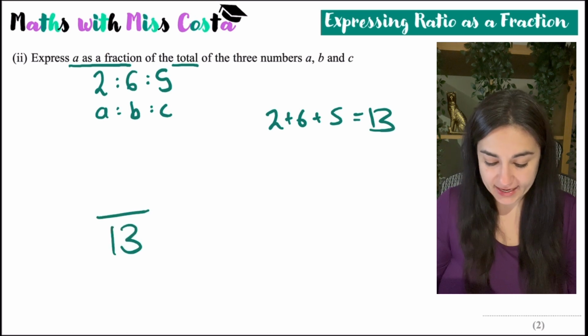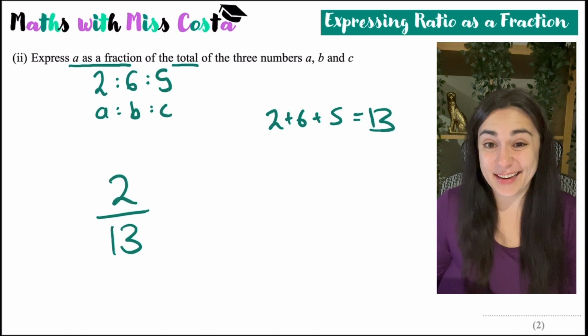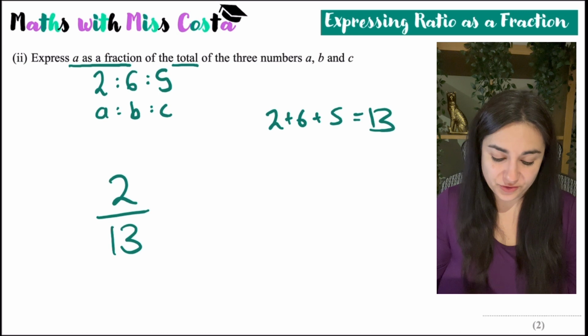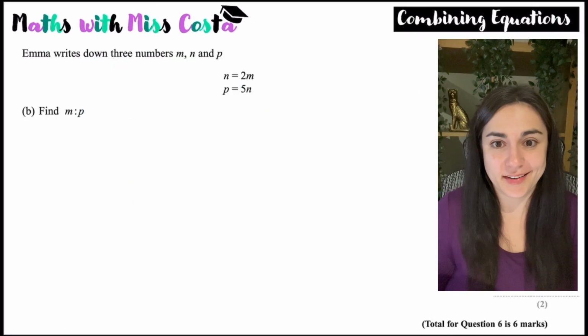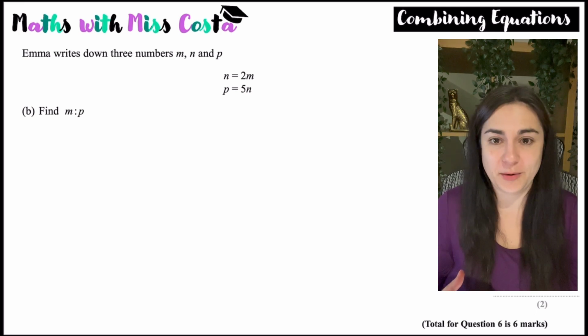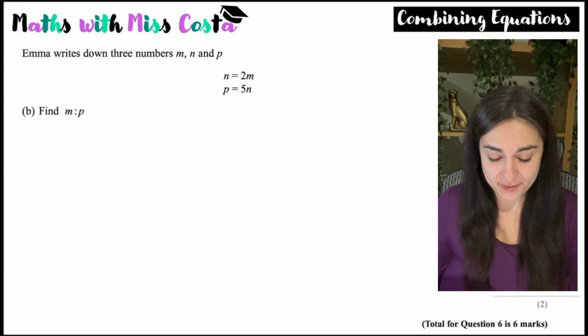What's the value of A? 2. So to write anything when you're dealing with ratio, you just write the ratio over the total. Now, this is a slightly trickier question that tends to catch a lot of people out. So let's have a think about what's happening.